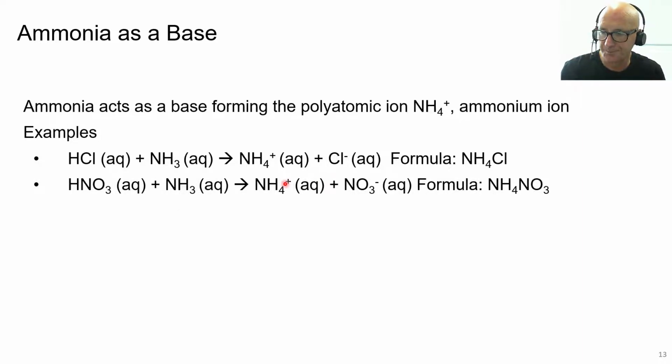Here's another one where we've got nitric acid in this case and ammonia. In this case, we end up with ammonium ion again, of course, and nitrate ion. This compound here is called ammonium nitrate. That's the famous fertilizer that's also used in things like some kinds of improvised explosive devices. What do you reckon it is? It's a white, well, you don't know that it's white, but it is. It's a white crystalline high melting point solid.